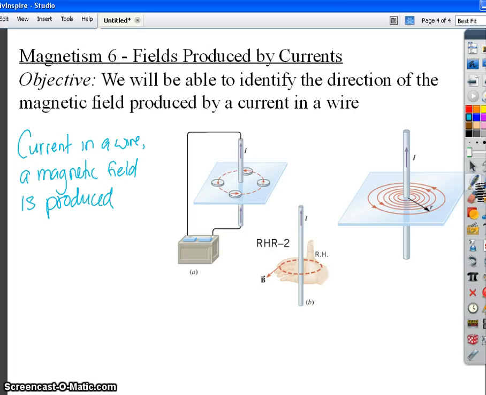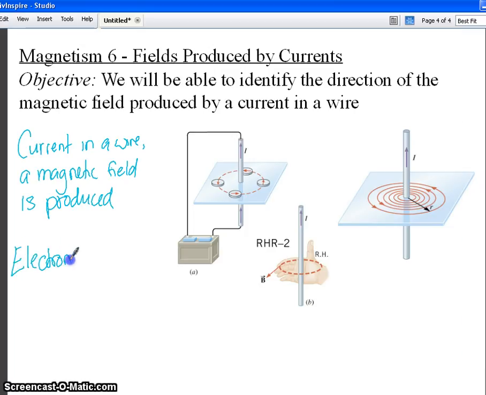And this really is where the field of electromagnetism started, once we figured out that a current in a wire carries its own magnetic field.